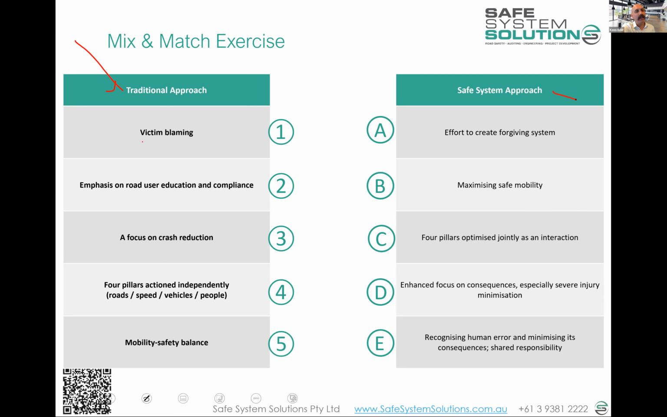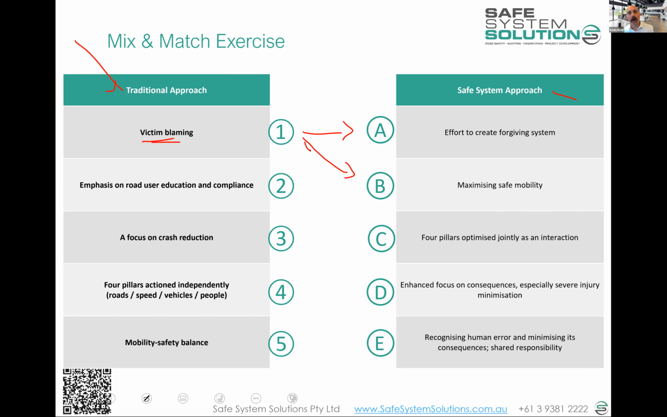But just think through, okay, victim blaming. It wasn't spelled out as victim blaming, but we would really say, well, let's find the stuff up of the human and case closed. They fell asleep. Right. Case closed. They ran the red light or whatever it was. So we're victim blaming, and maybe we go to creating a forgiving system or maximizing safe mobility? You pick one of them.